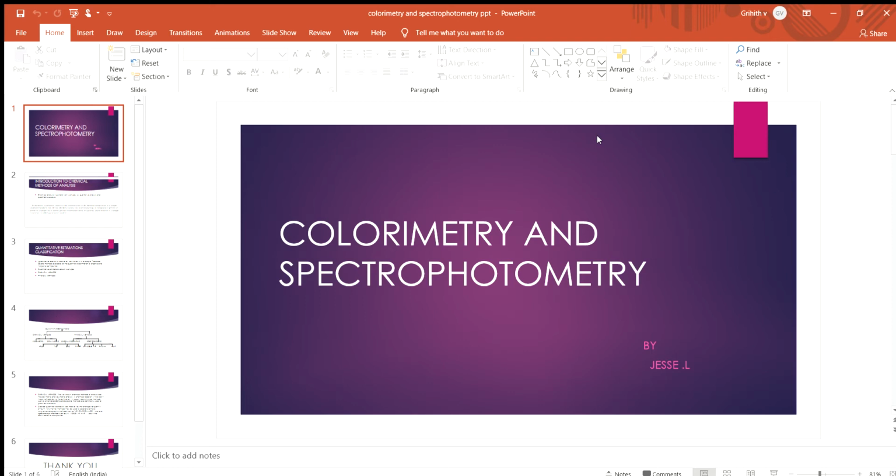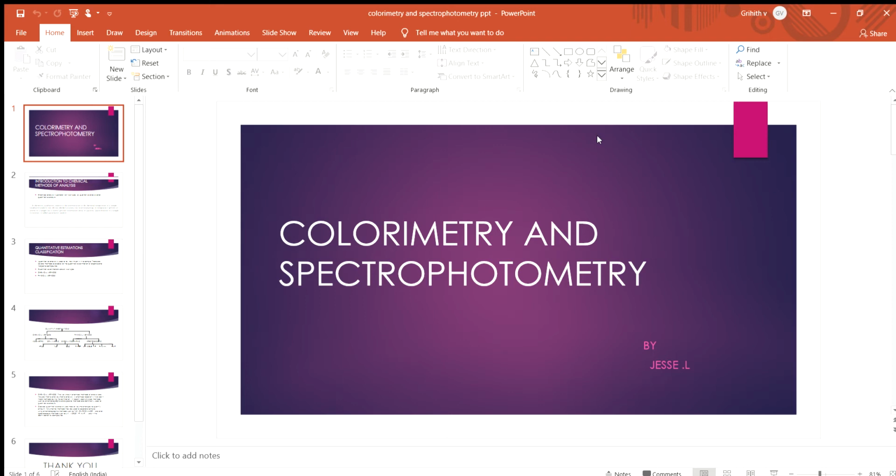So it is qualitative and quantitative. Till now I have discussed qualitative methods of analysis, that is salt analysis, if it is inorganic method, and if it is organic method, we'll find out the functional group present in the given compound.